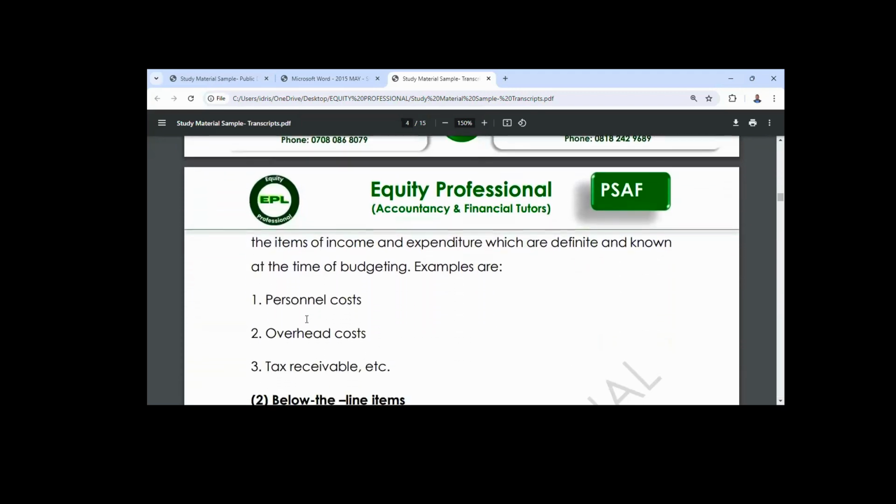Examples: personnel costs. In government budgets, under our recurrent expenditure, personnel costs can be known. We can see personnel costs under the current expenditure budget. Overhead costs can be traced to our recurrent expenditure budget. Tax revenue, we can see it under our recurrent revenue budget. All these amounts can be stated. We normally budget for it. It's normally stated in the government budget.